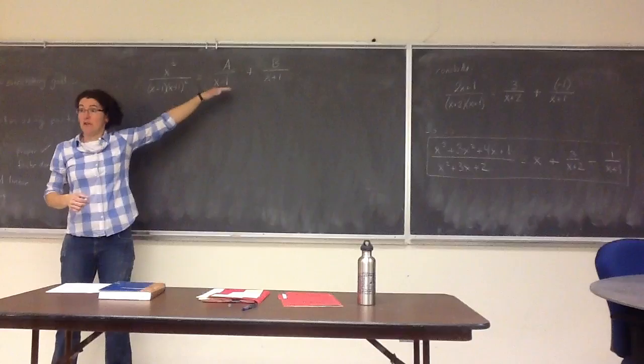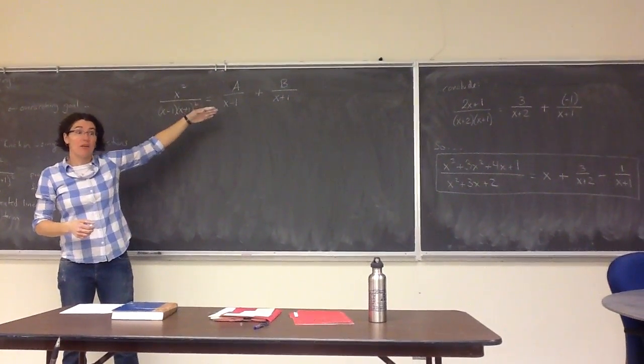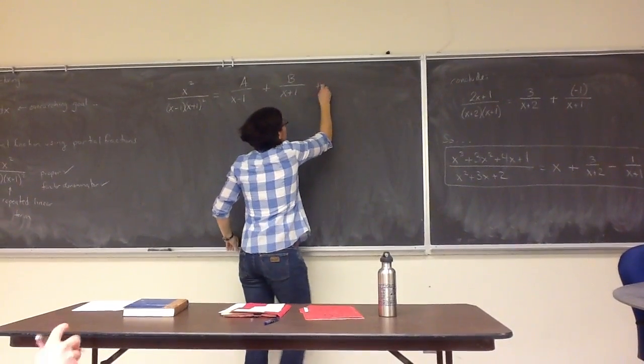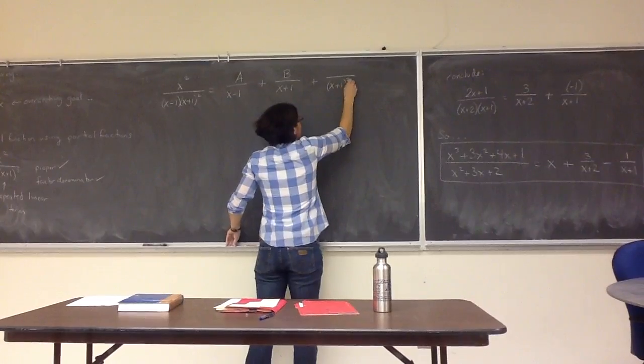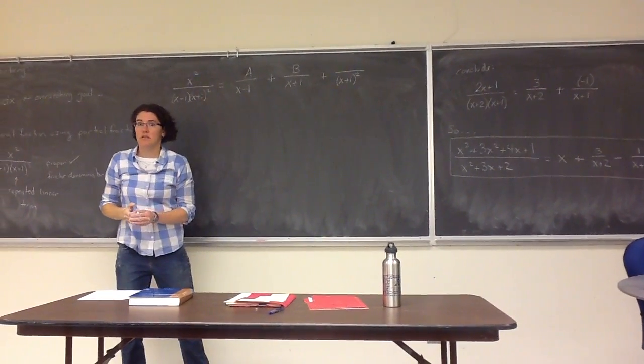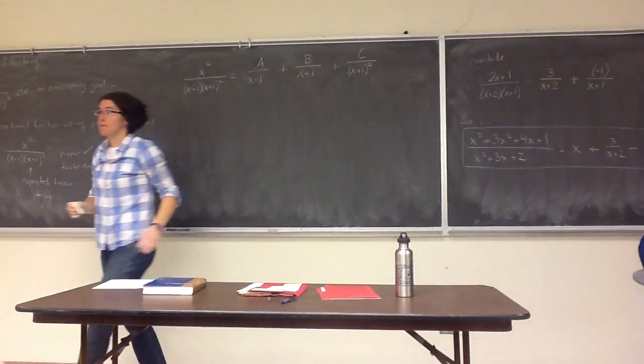In order to adjust for the fact that this guy is repeated, I have a third fraction. This third fraction tacks on the additional linear term. And I have an unknown C on top of that.